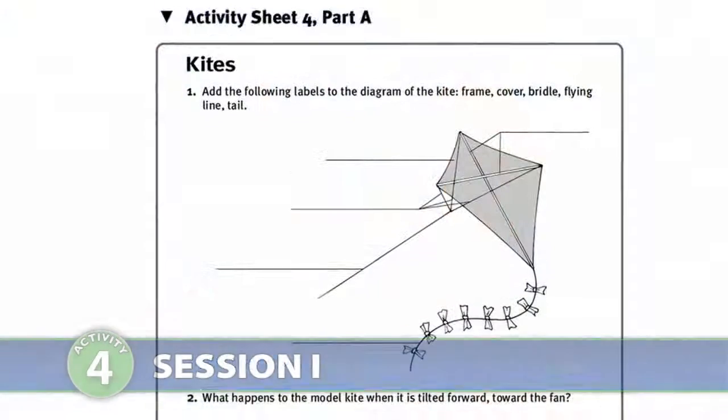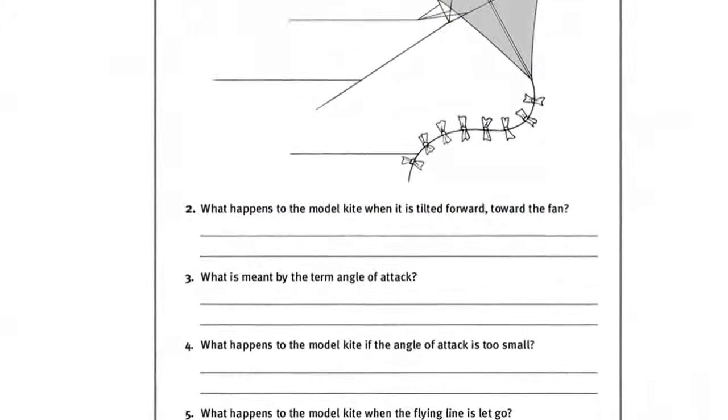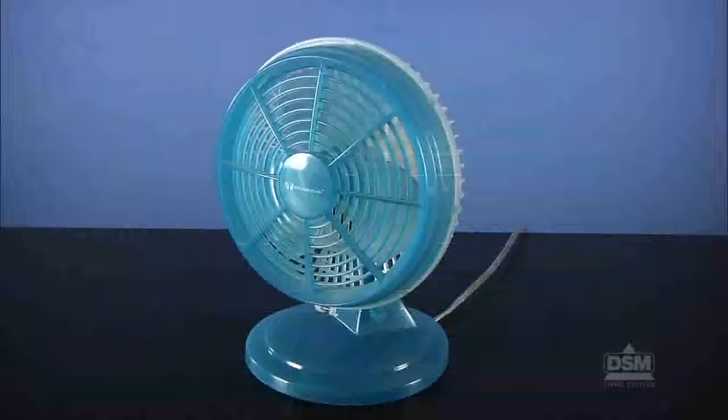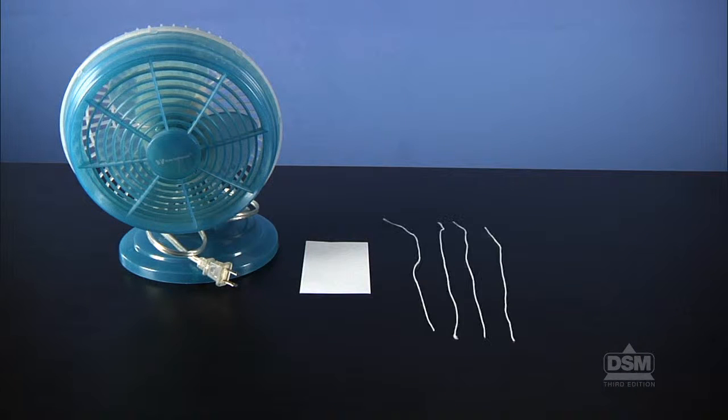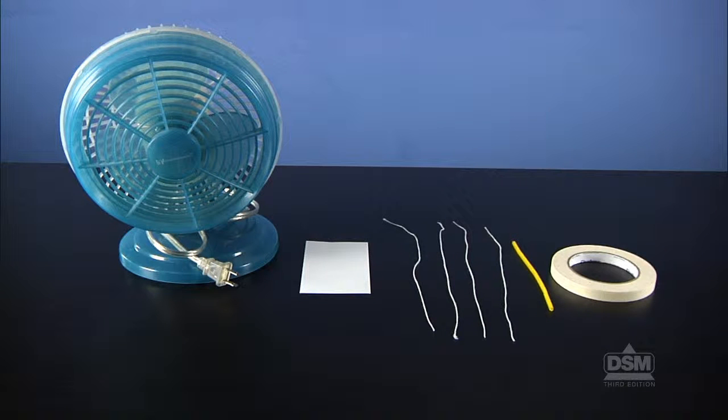To prepare for Session 1, make a copy of Activity Sheet 4, Part A for each student. Set up a fan at the end of a table. You will need a fan, an index card, kite string, a pipe cleaner, and some tape for a classroom demonstration. To begin Session 1, distribute a copy of Activity Sheet 4, Part A to each student.